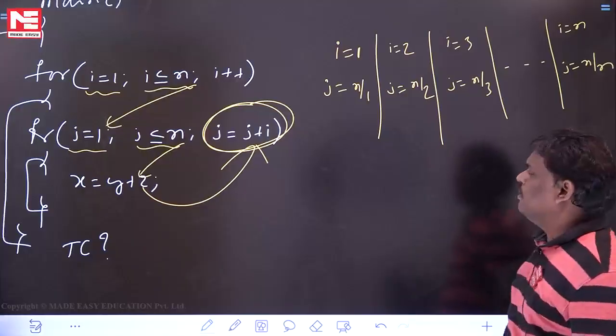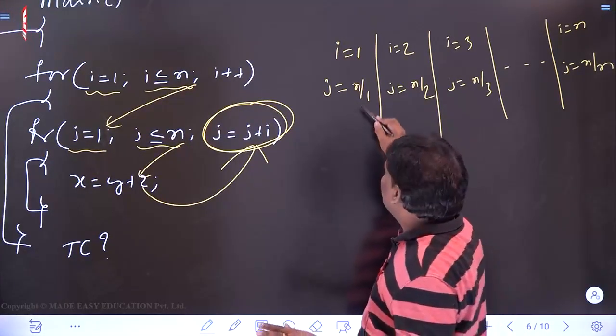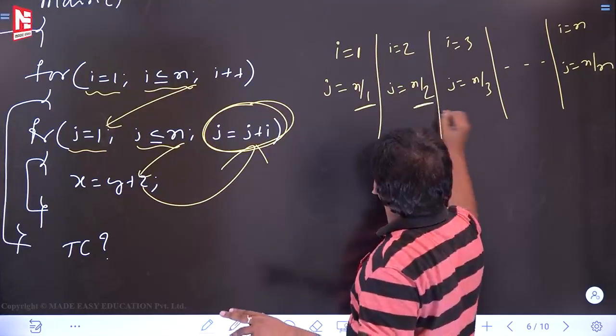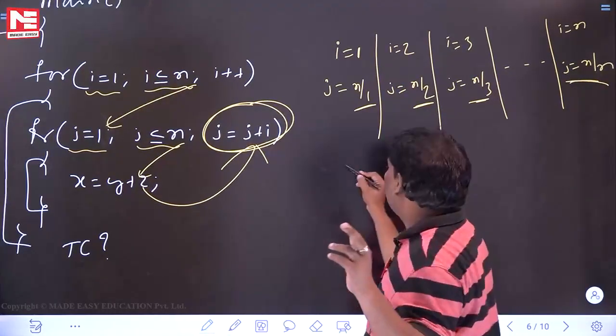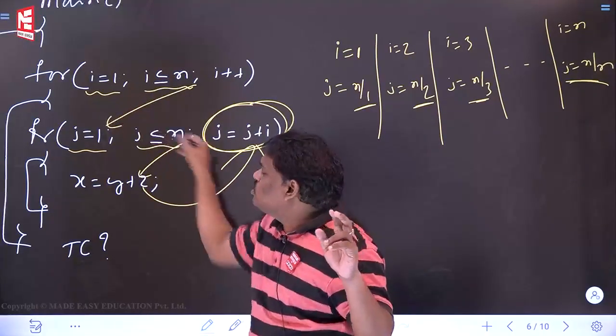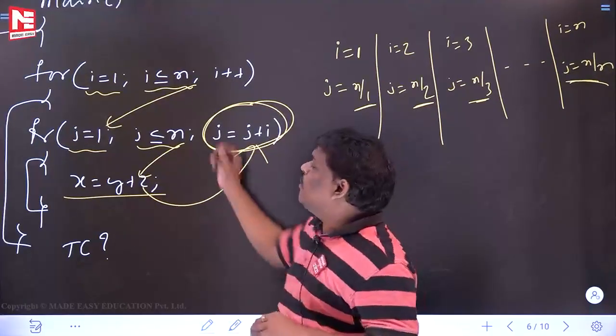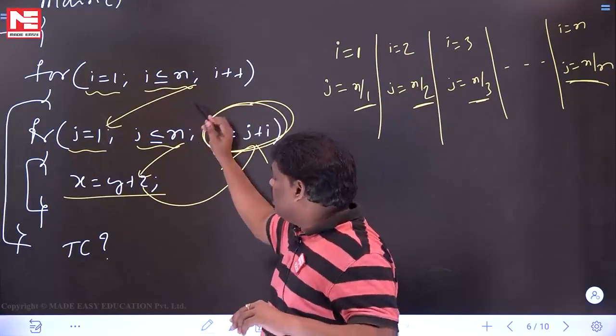Right, like this. For each i value, j is going on like this. Now, what is the final answer? The final answer is going to be: first time, see i value 1, this loop is going on n time, every time it will execute. i value 2, this loop is going on n by 2 time, every time it will execute.